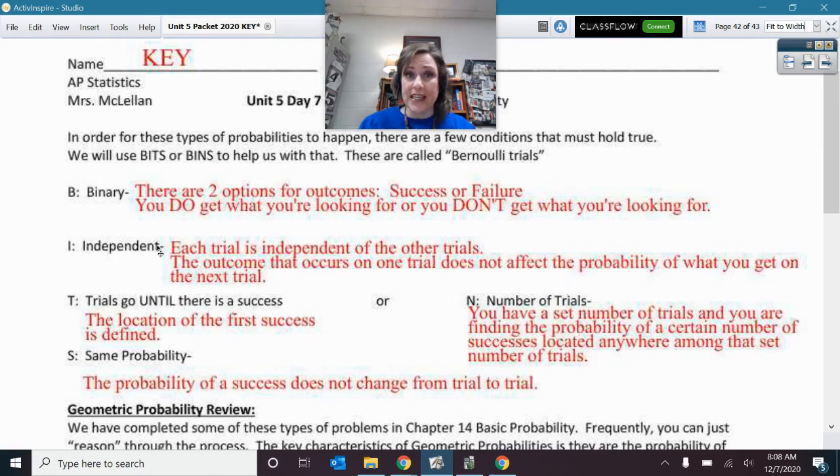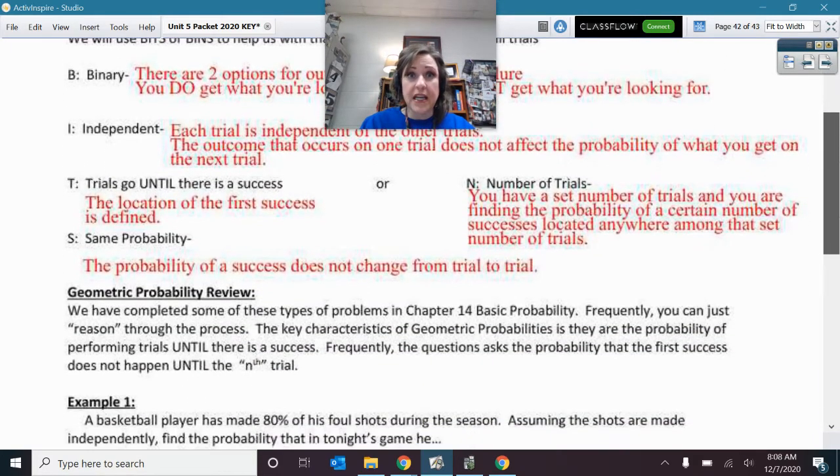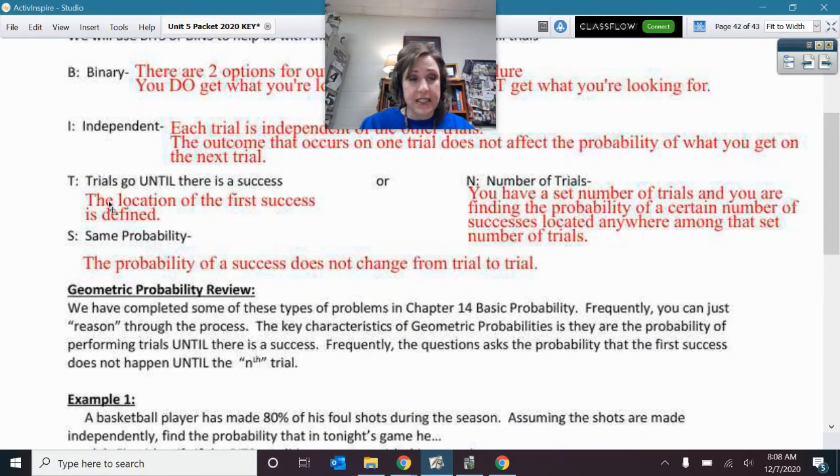The I stands for independent. So that means that one car's results are not affecting the probability of the success in the next car. Okay, so each trial is independent of each other, not affecting the probability of the outcome of the next.